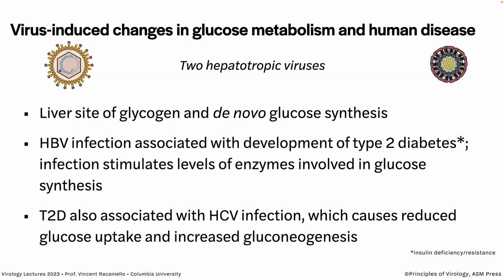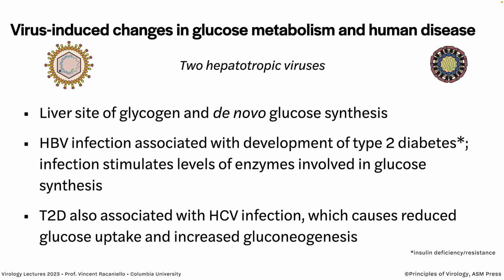These changes in glucose metabolism can have consequences for human disease. And so these are two viruses that infect the liver. We call them hepatotropic viruses. We have hepatitis B virus there on the left and hepatitis C virus on the right. As you know, the liver is the site of glycogen synthesis and also what we call gluconeogenesis, the de novo synthesis of glucose. Infection with hepatitis B virus is associated with type 2 diabetes, the type which involves insulin deficiency or resistance.